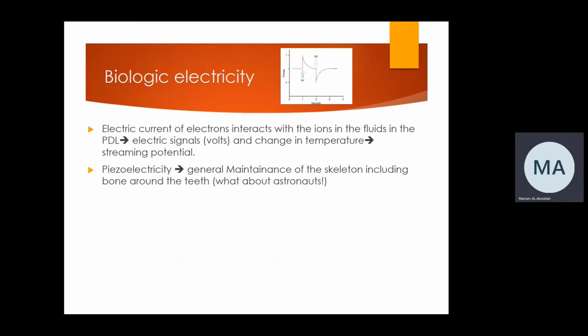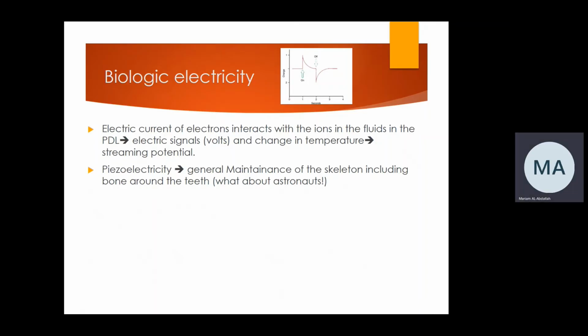Now, piezoelectricity is very important in maintaining the skeleton, including bone around the teeth. And this is the problem that astronauts are faced with when they go to space, because the pressure against their bones, legs, hands, and skeleton in general will be reduced due to reduced gravity. So they will be experiencing less of the normal piezoelectricity that normal people on Earth experience, and this will affect the general health and maintenance of their skeleton.